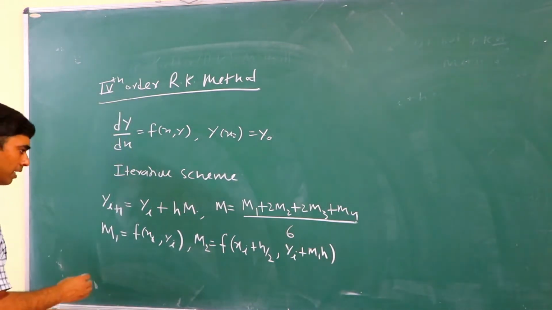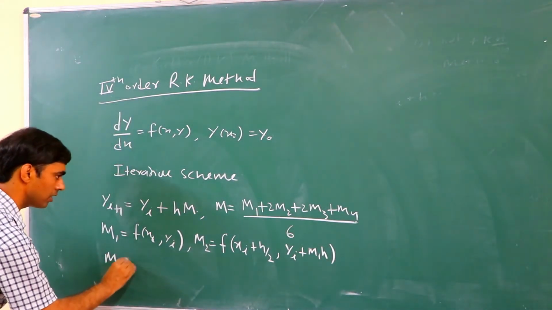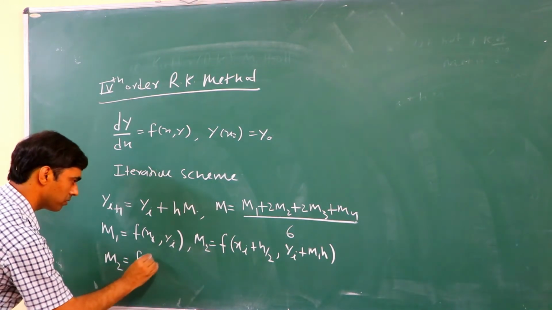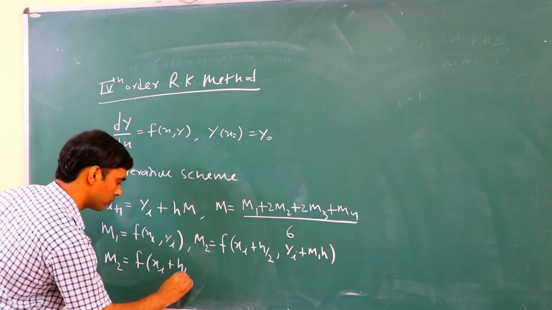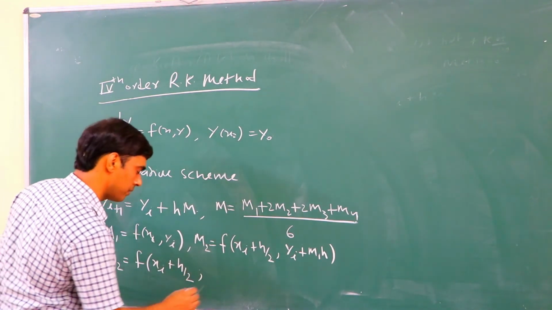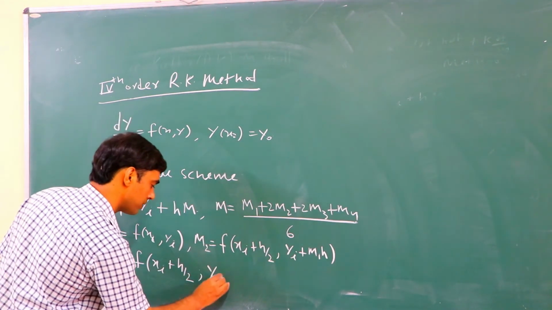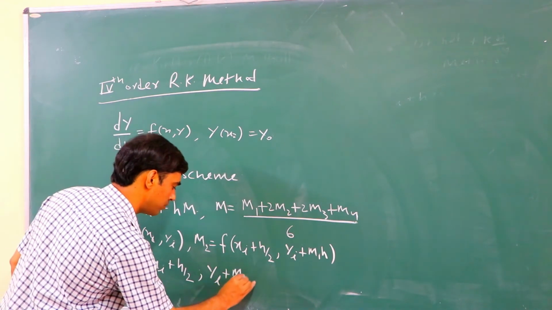And what is the value for M3? M3 equal f of xi plus h by 2 and yi plus m2h.